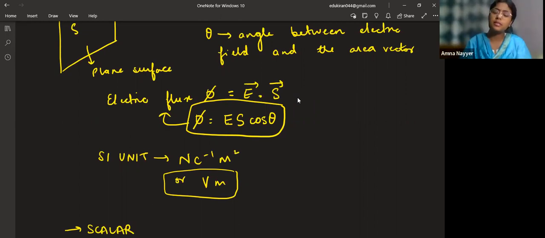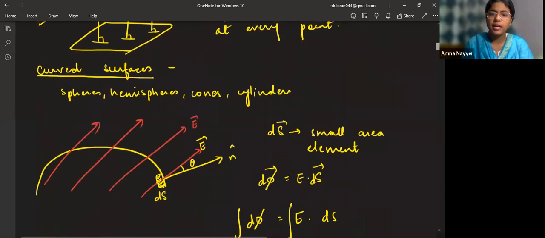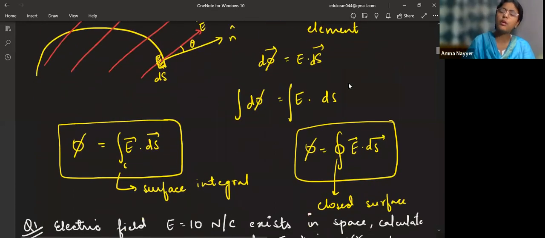What you have to remember is that if E is not constant, if it is varying, then you have to integrate it. So your flux becomes the integration of E dot ds. For a non-uniform surface, when the surface area is changing, you have to apply this form and integrate. For a curved surface also, you have to find the surface integral like this. Flux will be the integral of E dot ds.